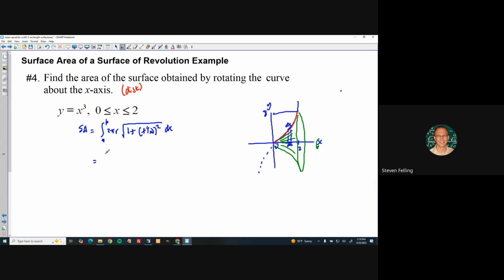So the final integral is the integral from 0 to 2, because they gave that in the problem, of 2 pi times the radius out to that element. That is a y established by that curve, so it would be x cubed, times the square root of 1 plus the derivative of this same curve, which would be 3x squared, the derivative squared, dx. So this is the appropriate integral to set up. And this would be, by math 9, equal to 203.044, and it would be square units if we had units, because it's an area.